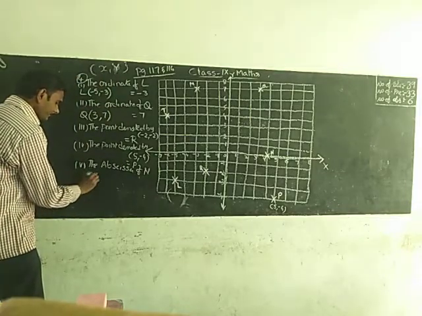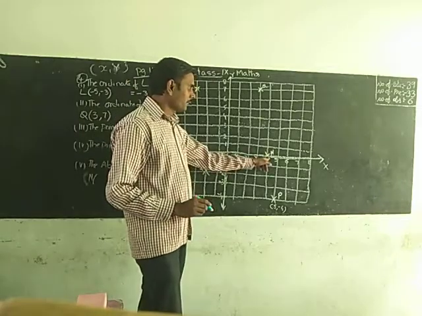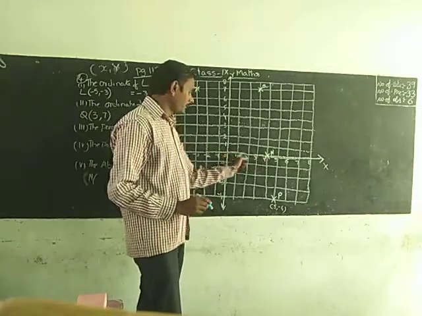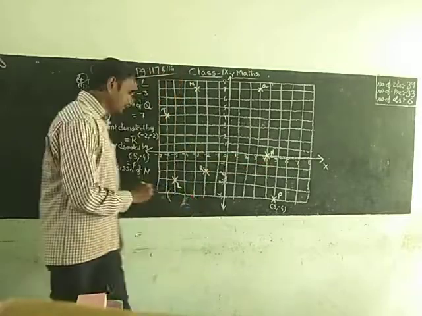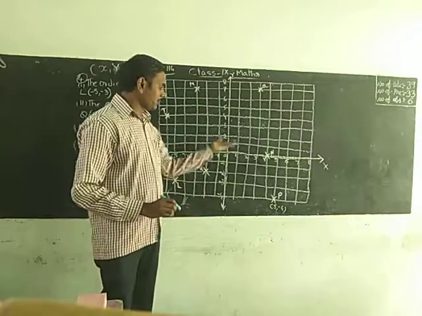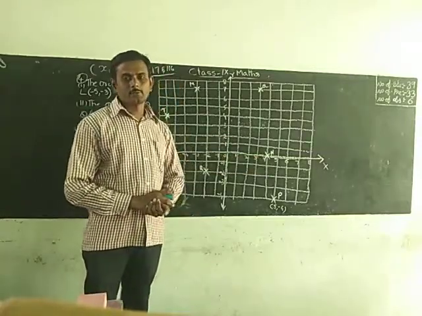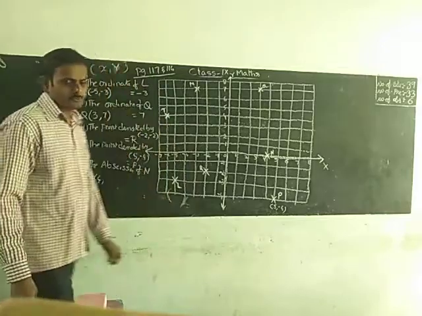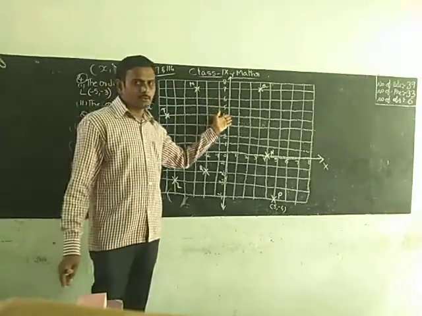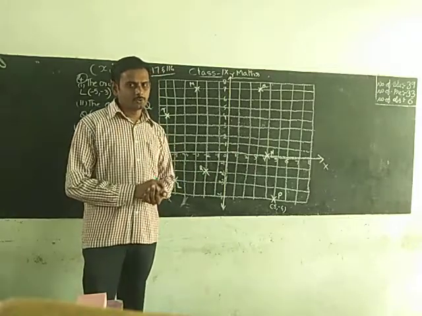N is on the x-axis at a distance of 4 units. On the y-axis, is there any point? Here only. When a point is located on an axis, one coordinate will be 0, either on this axis or this axis. The point is lying so that one ordinate should be 0.